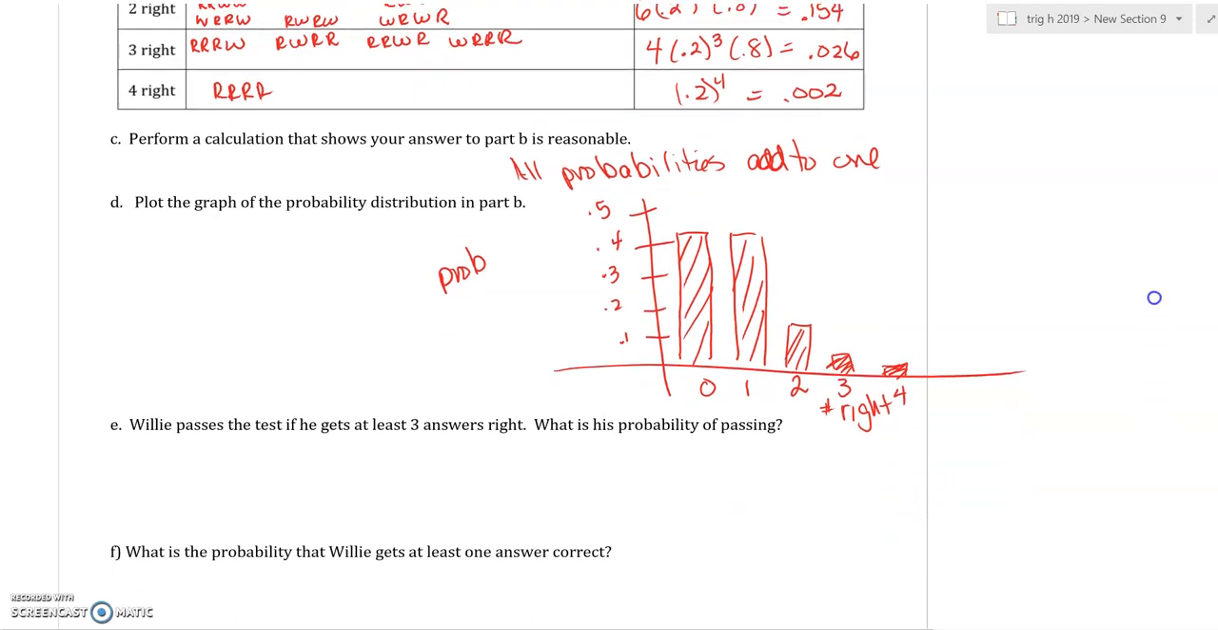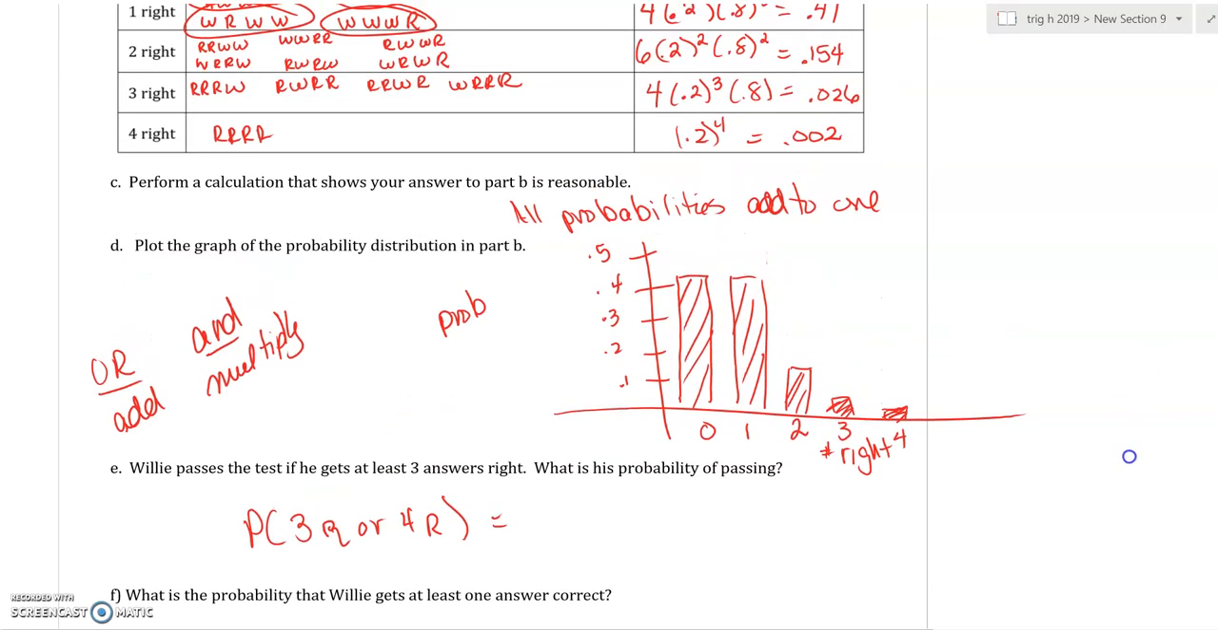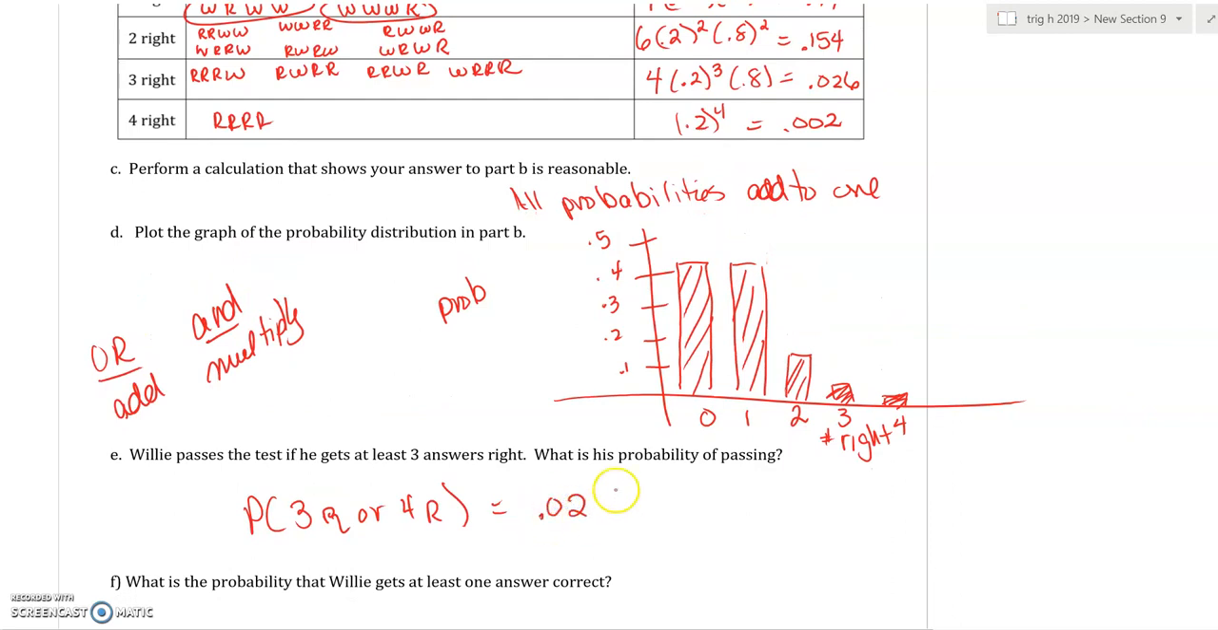So now let's answer some questions. It says, Willie passes the test if he gets at least 3 answers right. So I'm trying to figure out the probability of 3 right or 4 right. Again, or is add. Let's write that down. And is multiply. So this says 3 right. Well, 3 right was 0.026, or, so we add 4 right, which was 0.002, so you add that up, and you end up with 0.028. Not very likely. Not very likely at all.